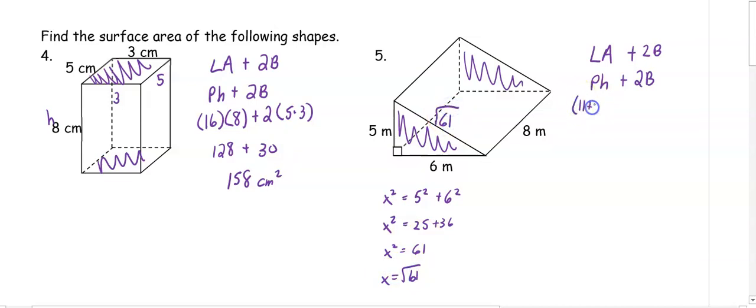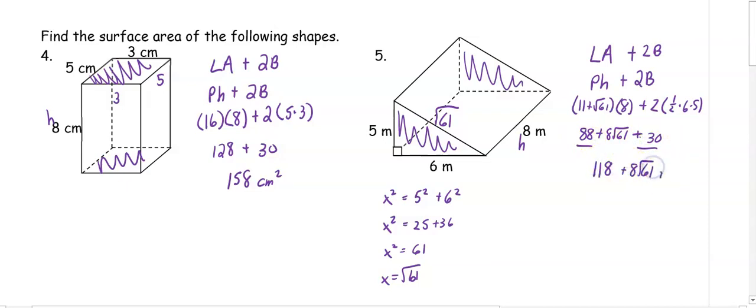So our perimeter is going to be 11 plus the square root of 61 times our height again of 8, plus the area of 2 bases. So 1/2 for a triangle, base times height. In the perimeter times height part, because there's a number and a root, we're going to distribute. So we get 88 plus 8 root 61 plus, we're going to multiply 2 times 1/2 times 6 times 5. And that's going to get us 30. The 30 and the 88 can combine together. So this would be 118 plus 8 root 61 meters squared.